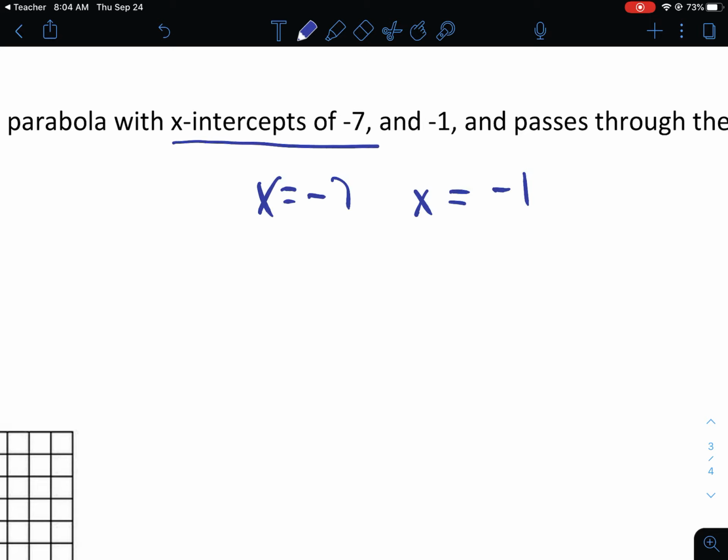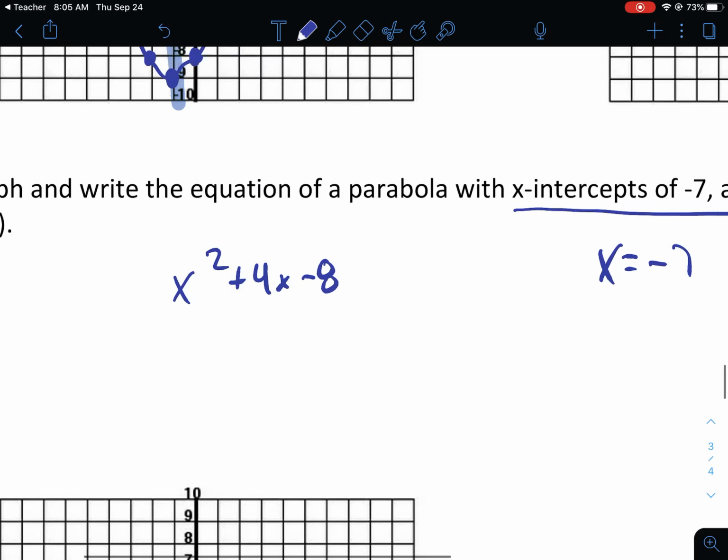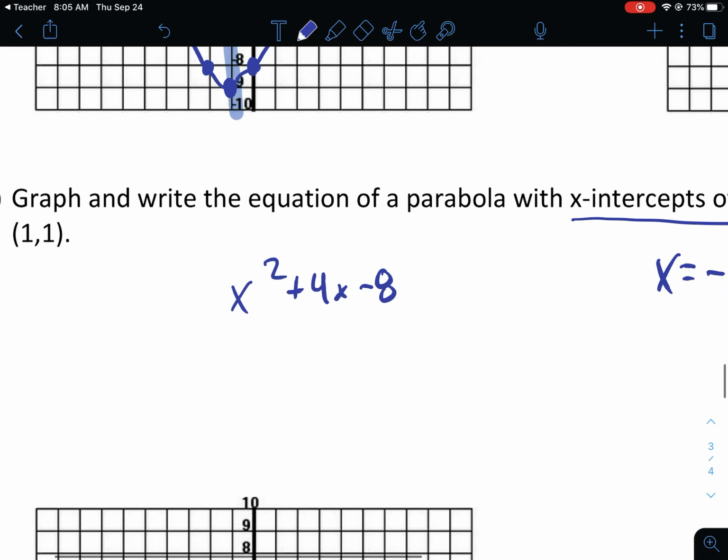Whenever it gives us the x-intercepts of -7 and -1, we can actually just work backwards and say, okay, well, if we're starting with our solutions and working backwards and we need to find the equation, when we were doing equations, so let's just say, I had x squared plus 4x minus 8. That's not going to work. Let's do this one up here. X plus 2 plus 2x.